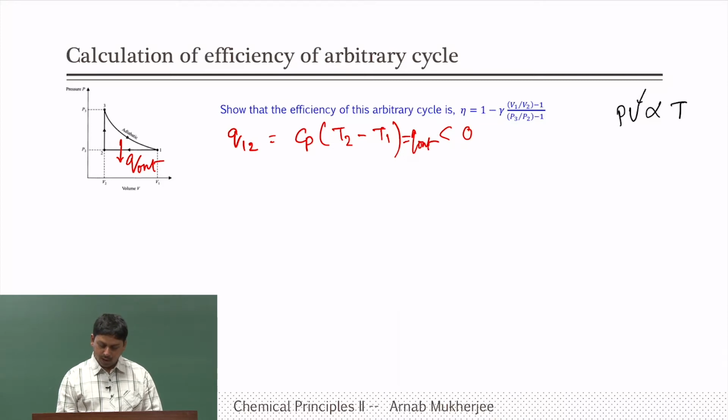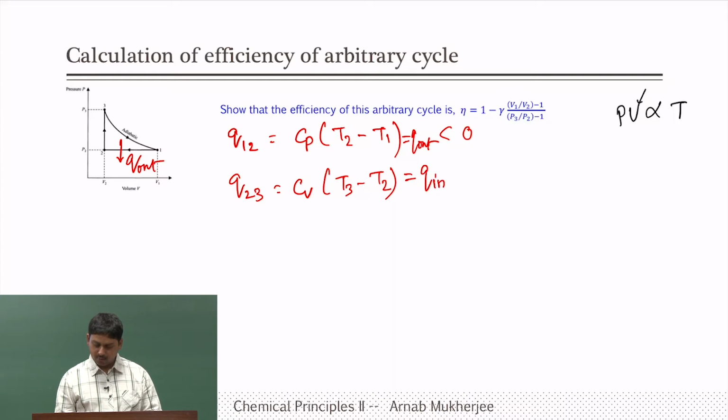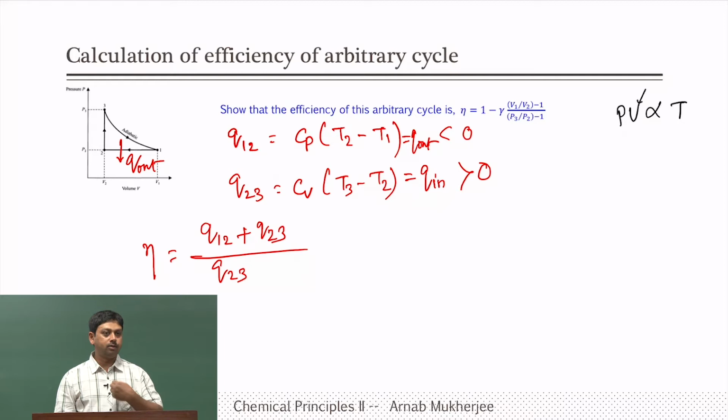and 2 to 3 will be a Q in step, and this is a constant volume. So, it will be T3 minus T2. So, this is our in step, which is greater than 0, and the 3 to 1 step is 0, it is an adiabatic process. So, what is the efficiency? Total heat change, which is Q12 plus Q23, and what is our input? Our input is Q23. So, we have to understand what is input and what is output, otherwise we will not be able to put it in the efficiency calculation.